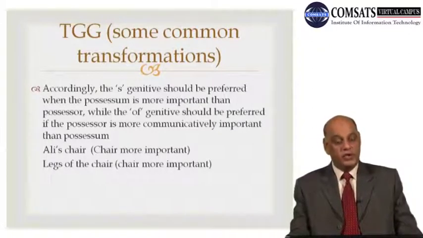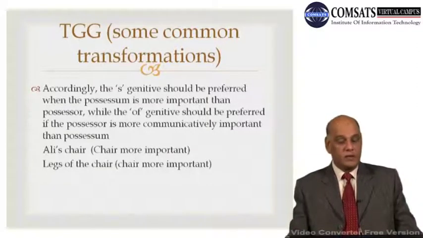Ali's chair. Chair is more important here. Ali's chair, you're giving information about the chair. Legs of the chair. Here, the chair is more important. Accordingly, the S genitive should be preferred when the possessum is more important than the possessor. Chair is more important, so you're putting it at the end. The S: Ali's chair. And the of genitive in the second sentence should be preferred if the possessor, the chair again, is important. The possessor is more communicatively important than the possessum.